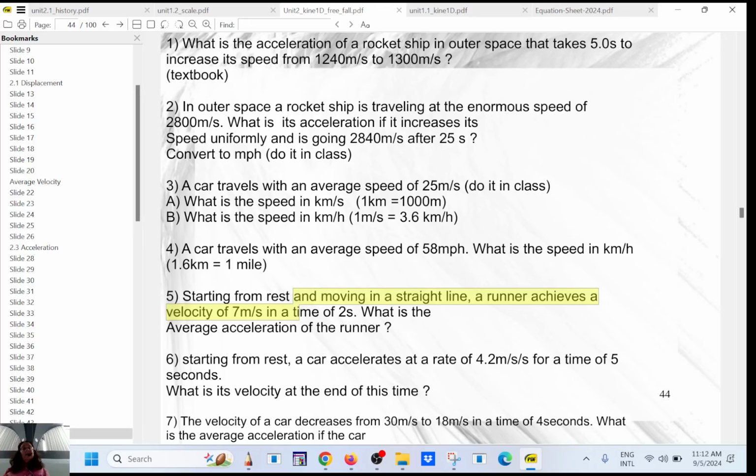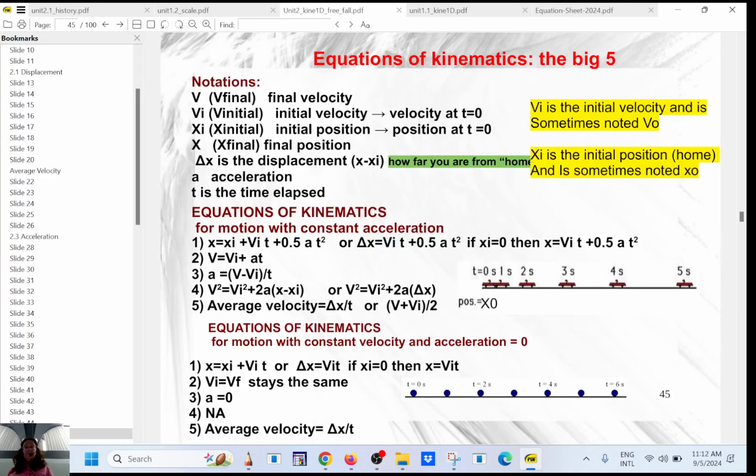Okay? So number 7, the acceleration, is it positive or negative? It's negative. Do you all agree? Okay, because you decrease the velocity.